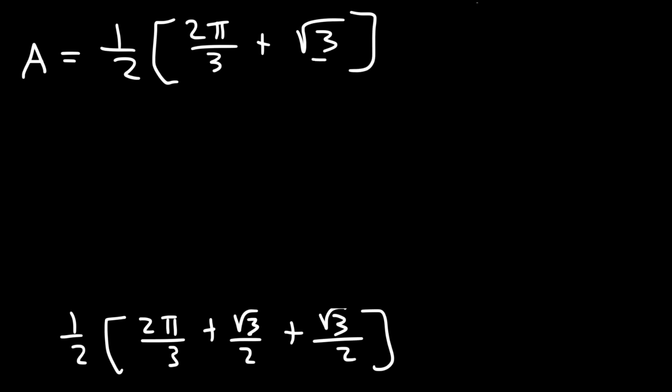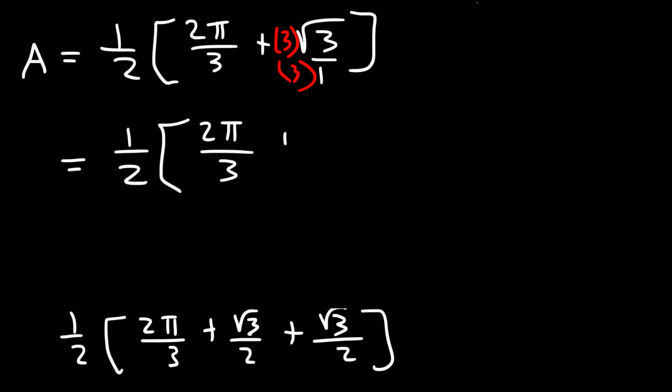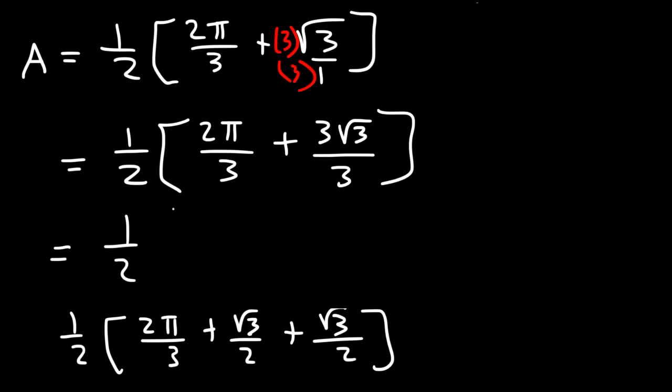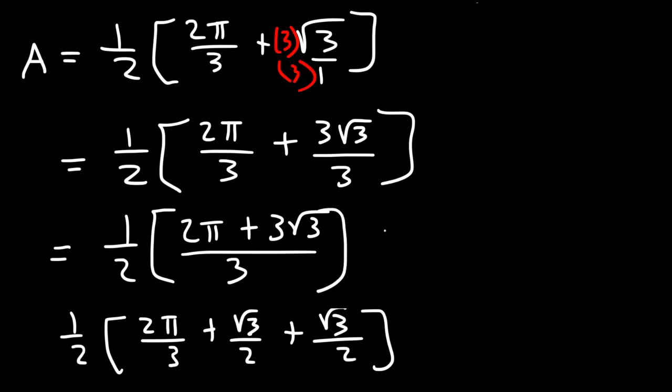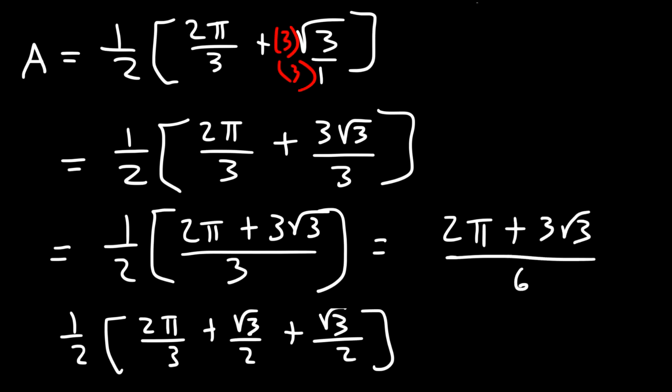Now what I'm going to do is get common denominators, so I'm going to multiply the square root of 3 by 3 over 3. And so I'm going to get 1/2 times 2 pi over 3 plus 3 root 3 over 3. And so this becomes 1/2. Now I can write it as a single fraction, 2 pi plus 3 square root 3 over 3. And so the final answer becomes 2 pi plus 3 square root 3 divided by 6.